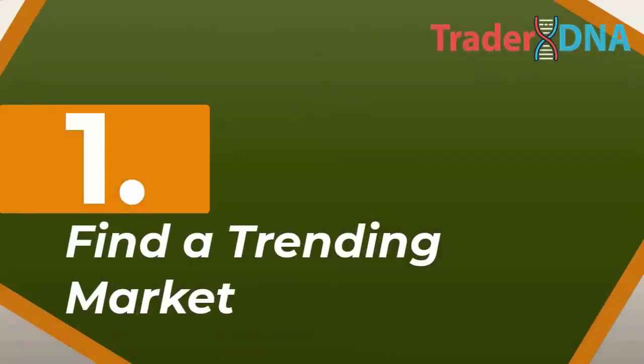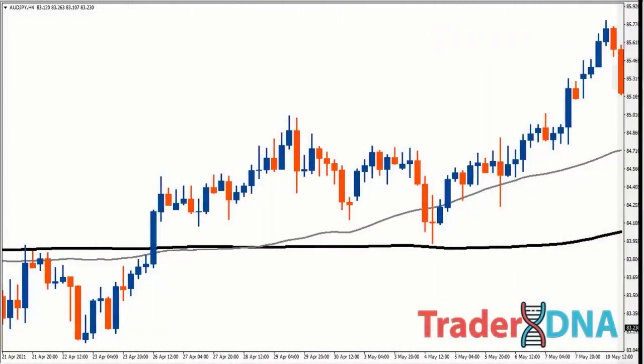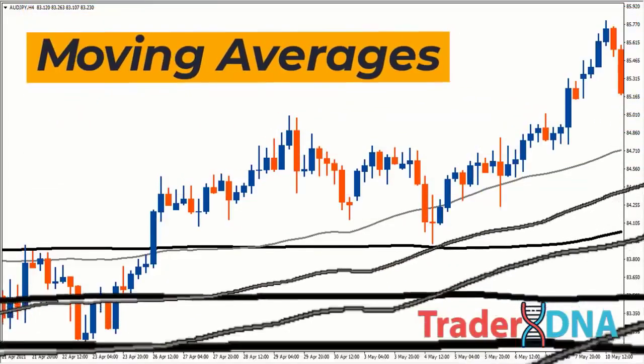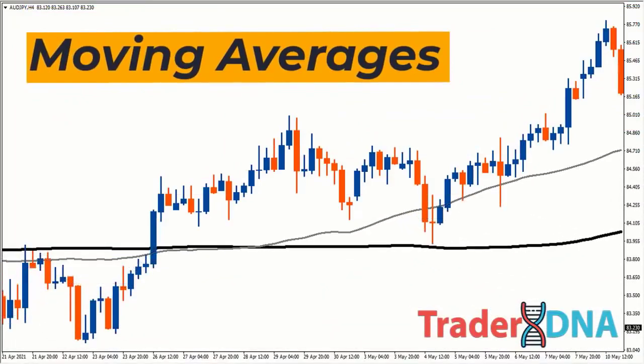Find a trending market. Traders need not buy the bottom or sell the top either. In fact, many successful traders simply focus on catching part of the move. The key is knowing when a strong trend has developed and when it may be coming to an end. Here is a useful tool for trend identification that may help keep you on the path of the trend. Moving averages. Moving averages are a simple yet powerful tool for spotting a market trend.